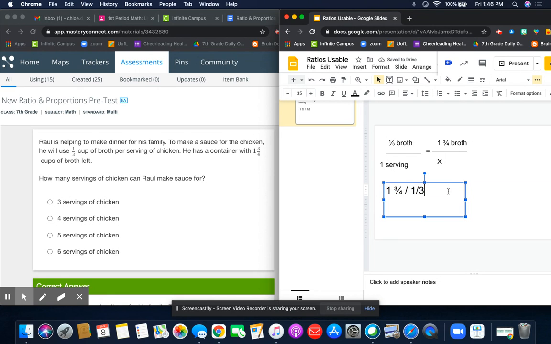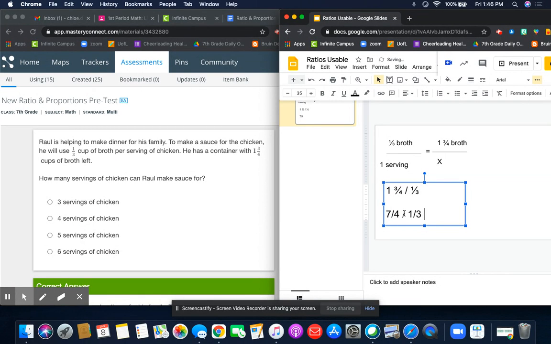The first thing I'm going to do is change this 1 3/4 into an improper fraction. In order to do that, we take our whole number, multiply it by our denominator, and add our numerator. 1 times 4 is 4, plus 3 is 7. You leave your denominator the exact same. So now we're left with 7/4 divided by 1/3.